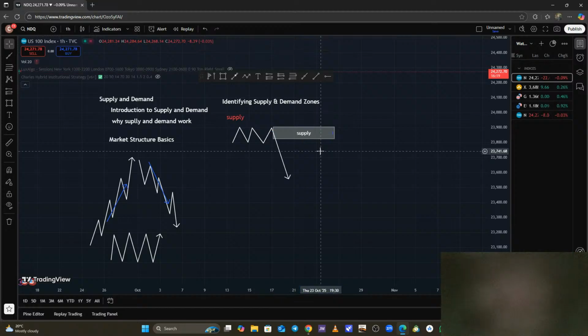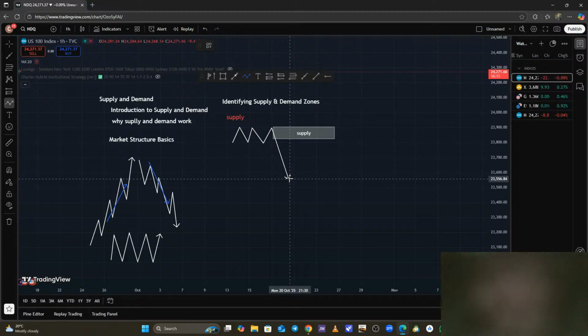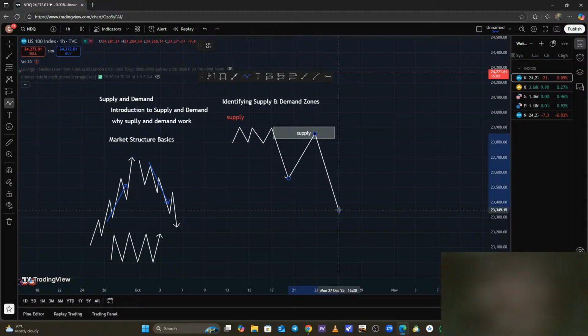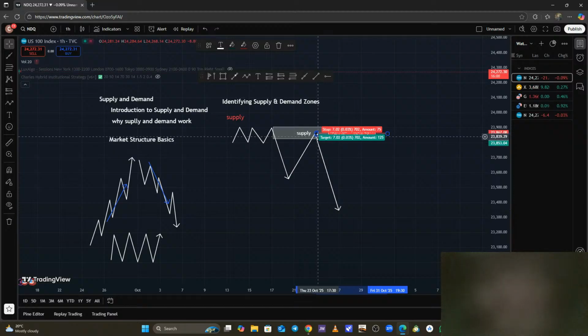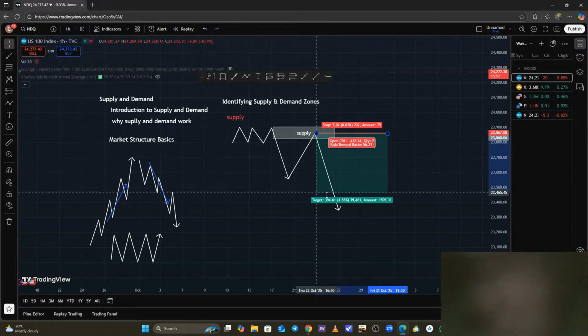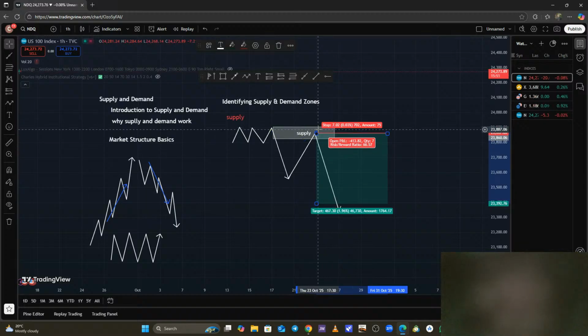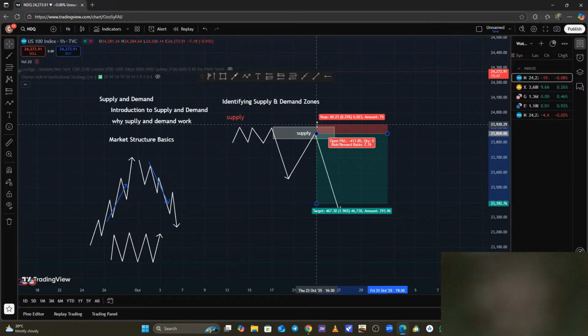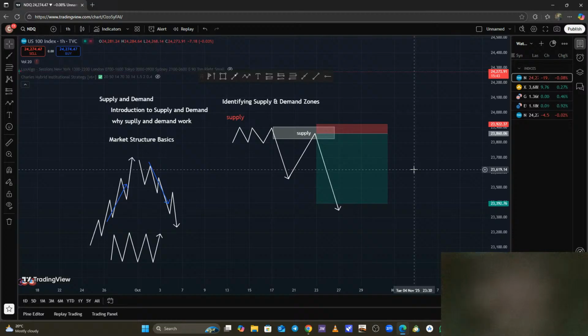So after you identify your supply zone, what are you supposed to do? You're supposed to wait for price to come back to your supply zone, then go down away from it. So you will take a trade. So you're going to take a trade here with your target down here, and your stop loss just slightly above, some 10 pips above the supply zone. So that's how you're going to take your trade when you're trading supply.